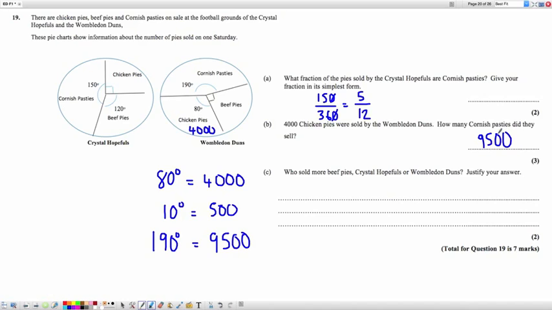We're then asked who sold more beef pies. Well, if we look here at our pie charts, the beef pies here is 120 and here it is a right angle, so this will be equal to 90 degrees. However, we can't tell because we do not know how many pies were sold here at all. We can only see the proportions. So when asked who sold more, we need to write down we can't tell. Why? Because we do not know how many pies Crystal Palace hopefuls sold in total.